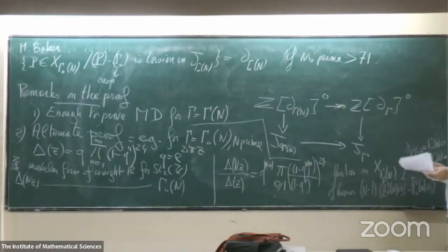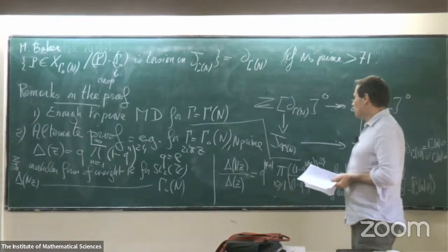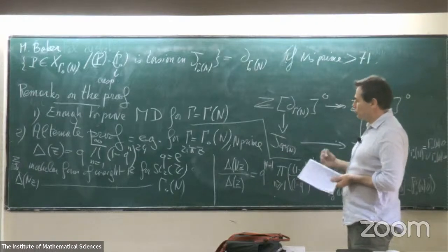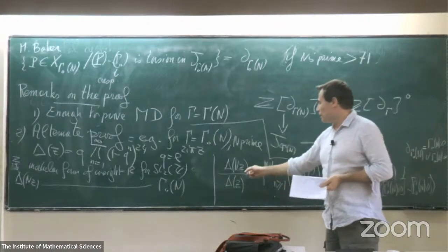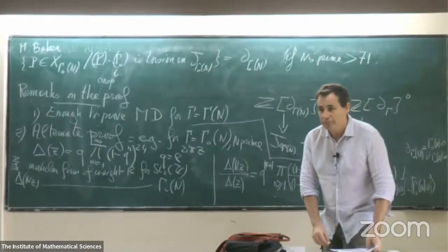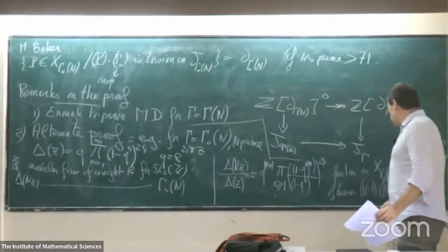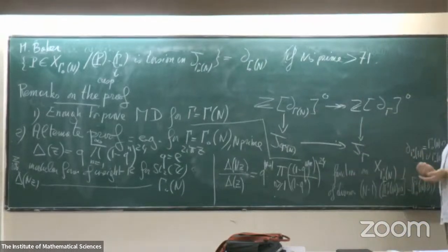You can extend this method of proof to any congruence subgroup, but it's sort of complicated to make explicit the analog of those functions in general. For the cusps, it's very easy to write the functions. Otherwise, you have to consider modular units.